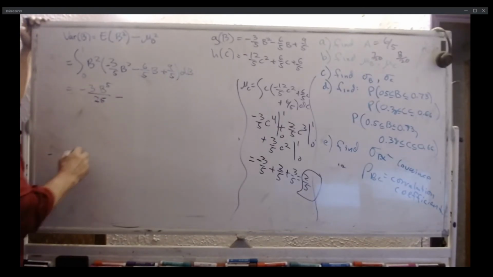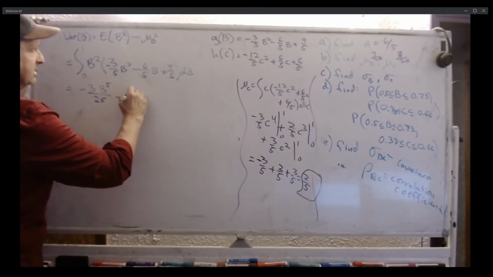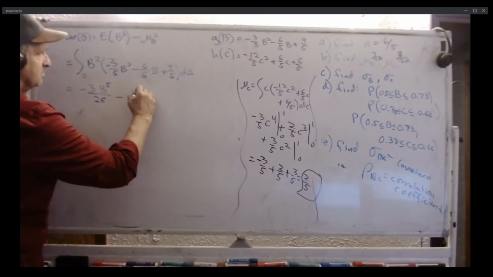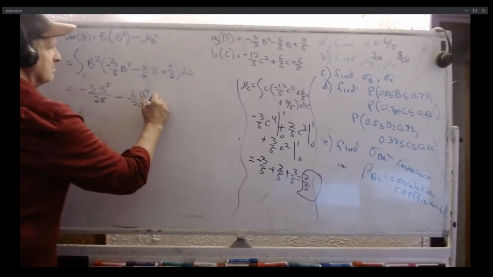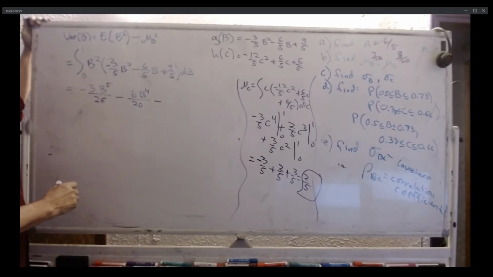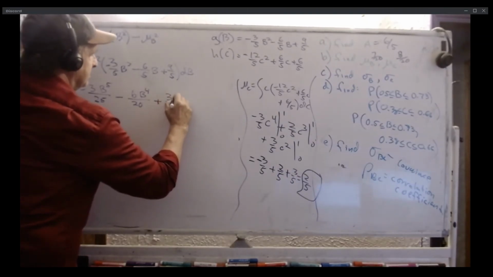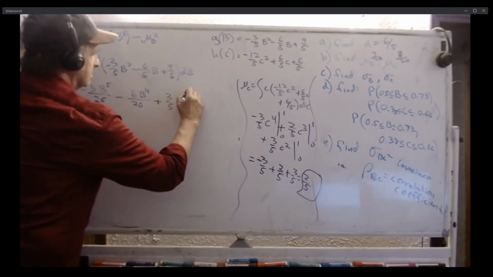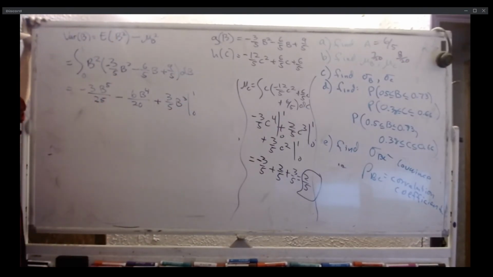Then we integrate B cubed, and we get 6 over 20, B raised to the 4th power, minus B cubed over 3. So that's going to be 3/5, and it's plus 3/5 of B cubed. Is that what you guys get?